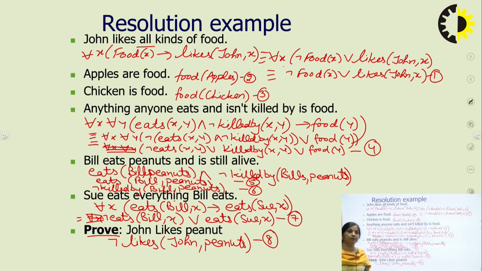Now we will apply resolution rules, and if we get nil in the answer, it means our database is inconsistent. So what has made our database inconsistent? That is the negation of likes(John, peanuts). So when the negation makes the fact base inconsistent, it means the assumption we have taken is wrong and John likes peanuts. So let us check how to apply the resolution refutation.